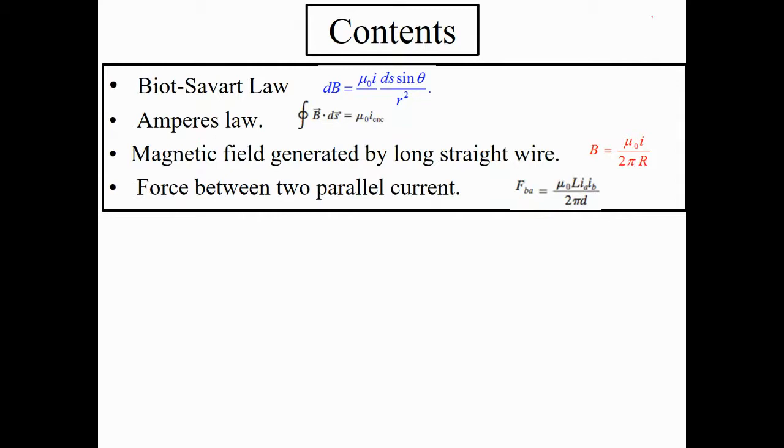And also, if you want to get the equation, there are 2 ways. For example, you can see we have another equation for the magnetic field generated by a long straight wire. And here also you have a long wire, but it is not a straight wire.